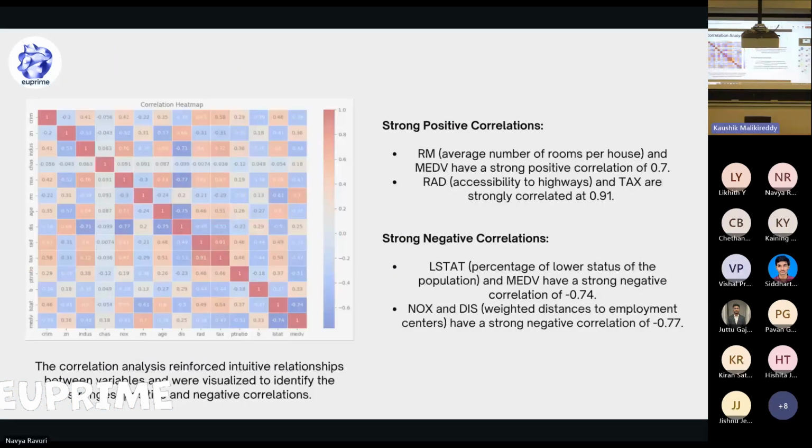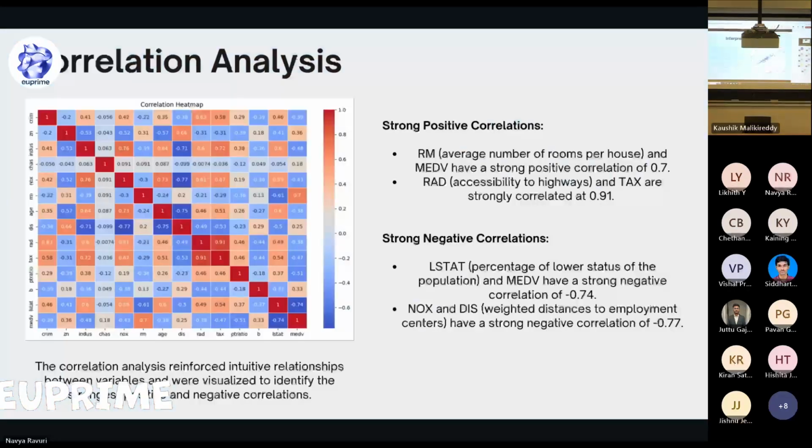What is that? Can you repeat that again? NOX stands for the nitric oxide concentration, and DIS means the weighted distance to the employment center. That has the strongest negative correlation, which means that the closer you are to the centers, the prices go low. That's what you mean.